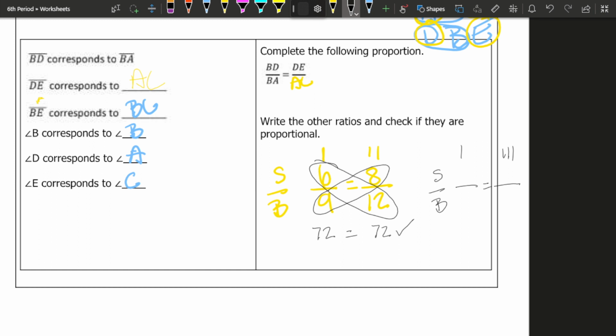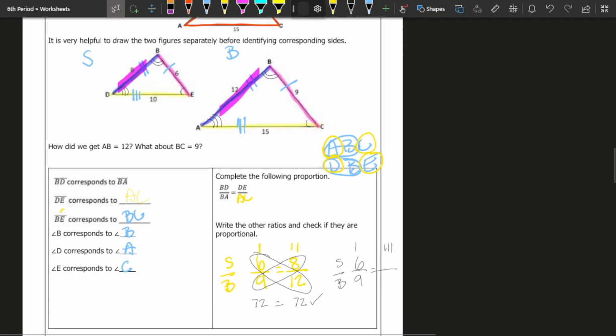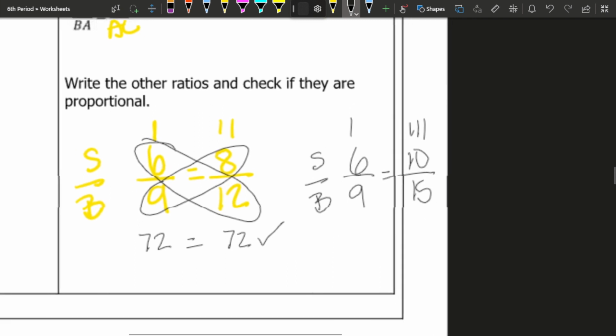S1. What is S1? If we look on the left, we already have S1. 6. What is B1? 9. What is S3? 10. Very good. And what is B3? 15. And we're going to do the same thing.